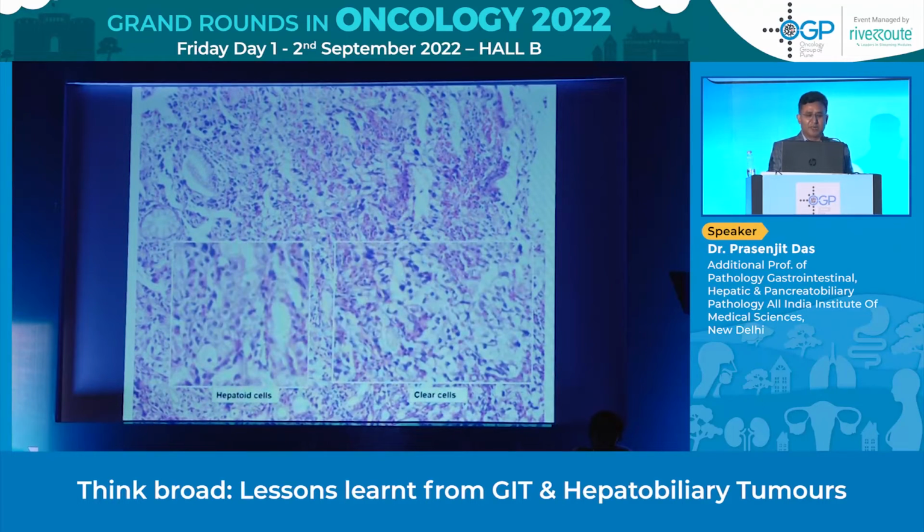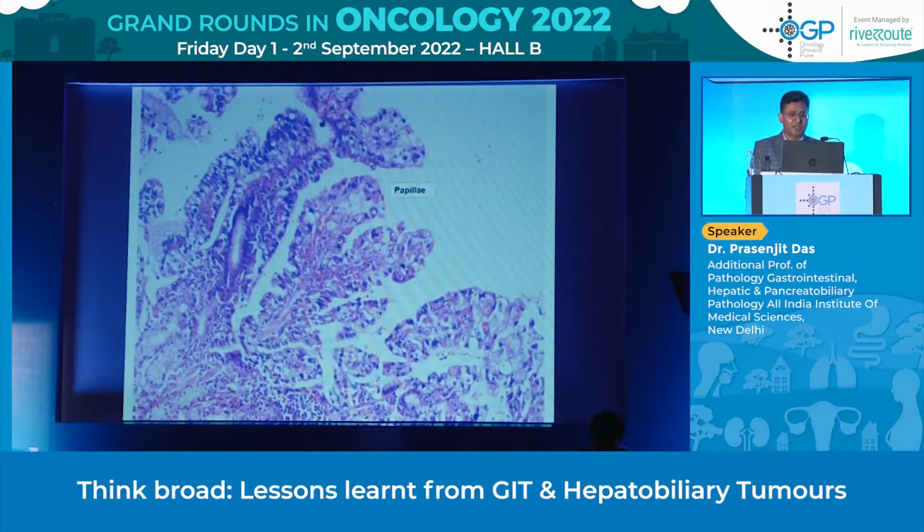But clearing was very prominent, and on closer look we could see there are 2 areas. You can see these polygonal shaped cells in between, so we thought this could be hepatoid cells, and this is the high power. We are seeing cleared cells with cytoplasmic clearing, as well as vacuolations in the cytoplasm.